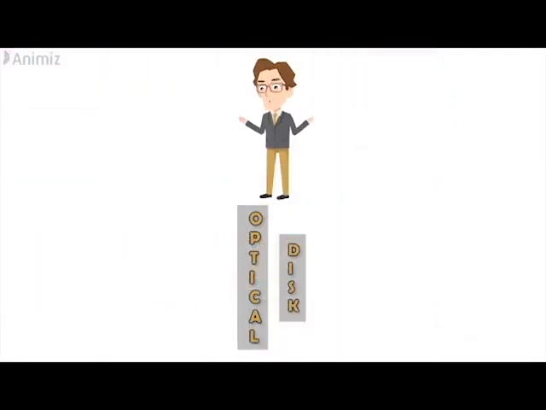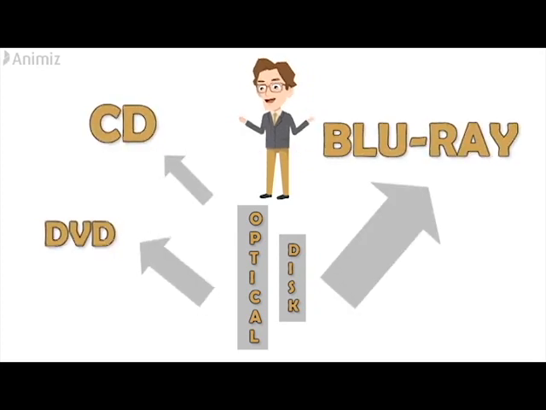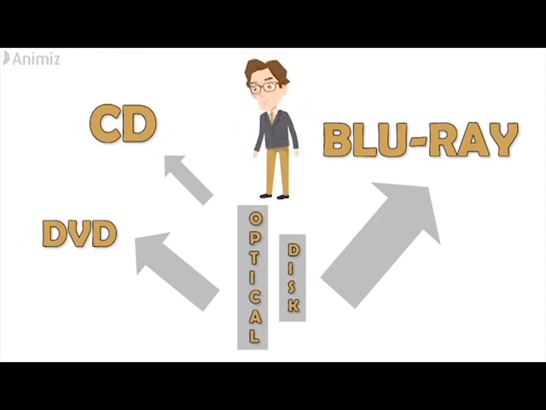There are three examples of optical disks, which are Blu-ray, CD, and DVD. And the largest storage of optical disk is Blu-ray, followed by DVD, and then CD.